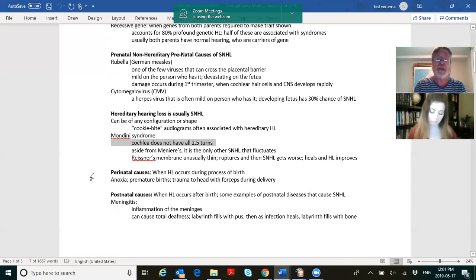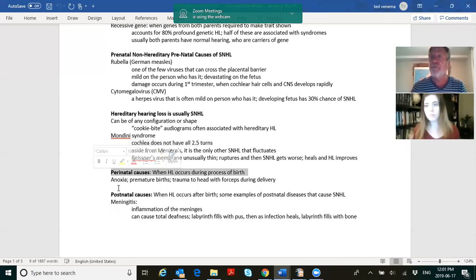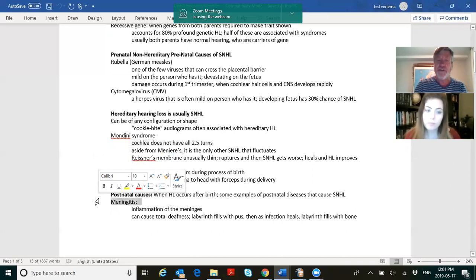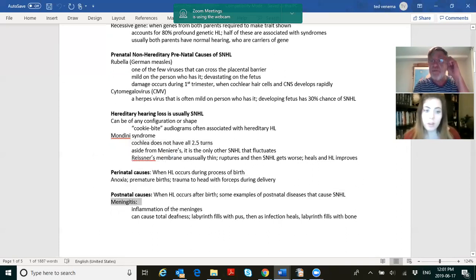We'll talk about perinatal causes, which means difficulty during birth. Maybe the umbilical cord is wrapped around the baby and the baby can't get enough oxygen. When you lose oxygen, the first sense to go bad is hearing. Okay, not vision, but it's usually hearing because the cochleas take a lot of oxygen, the hair cells. Then we'll look at postnatal causes, and that you can have meningitis can cause sensory neural loss.